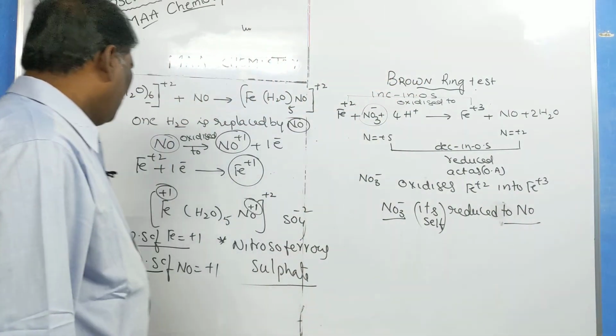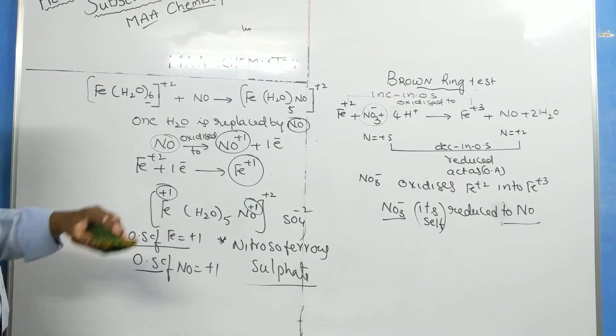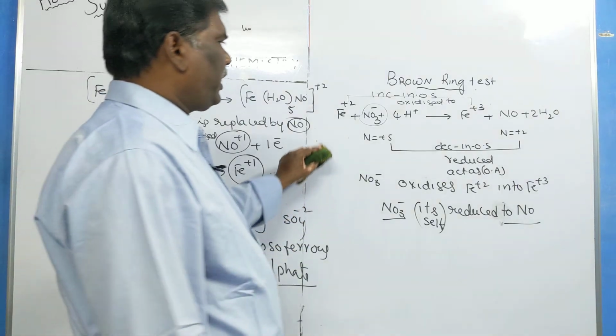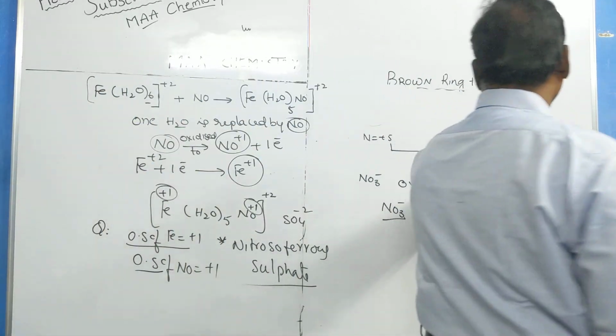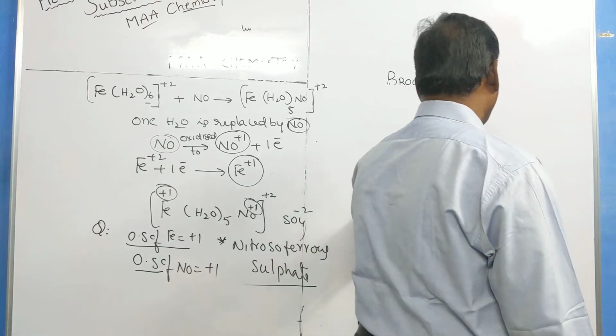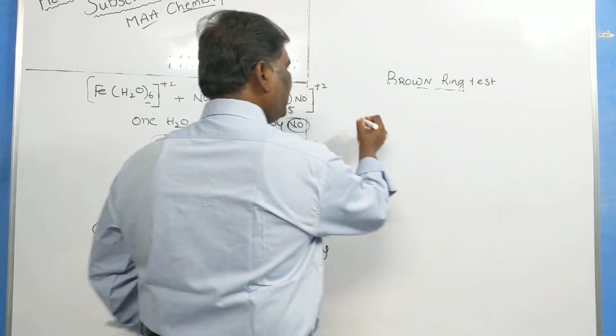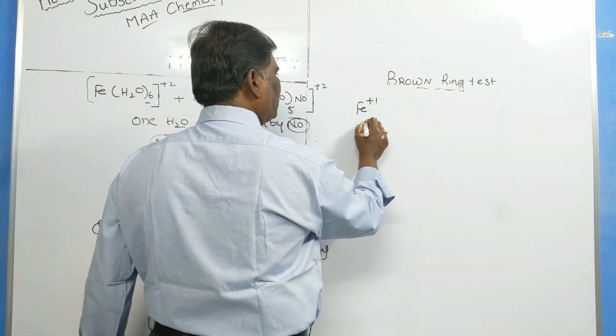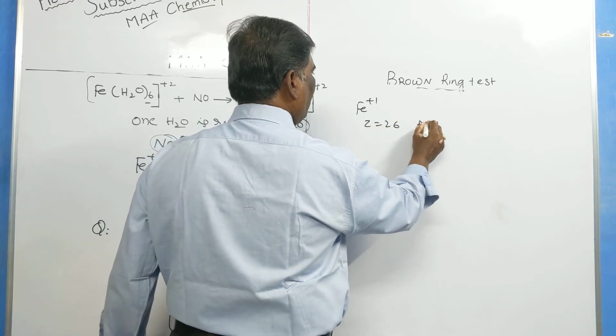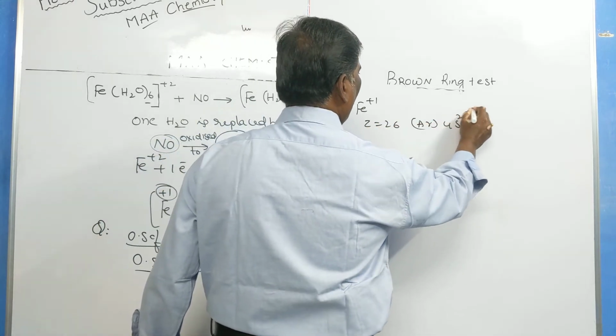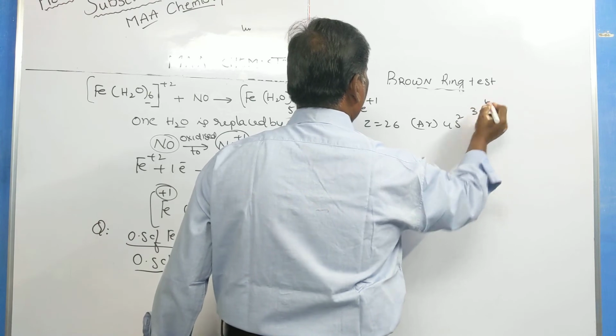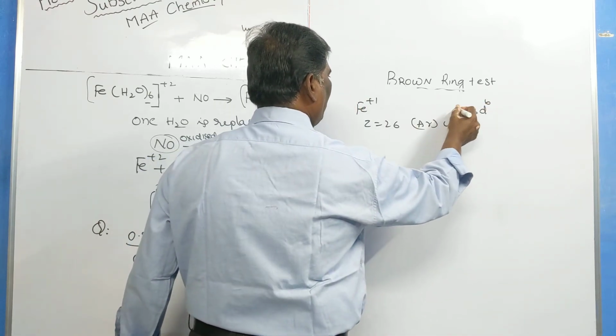There is one more question. They will ask, what is the magnetic moment of iron in the brown ring formula? You know iron's atomic number is 26, with argon core, so we write 4s2 3d6. Now one electron is removed here.